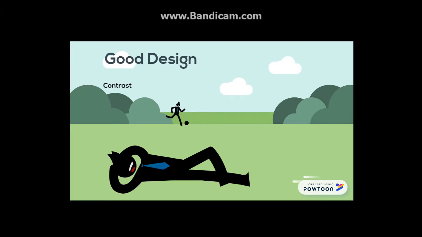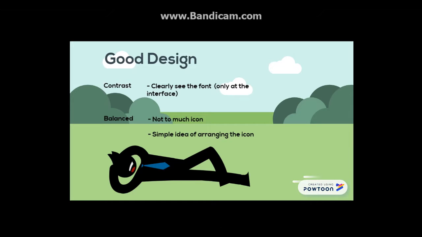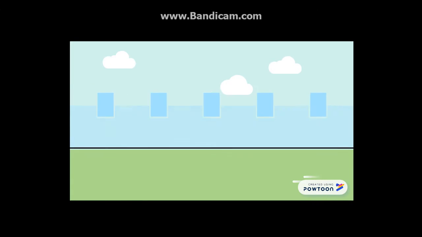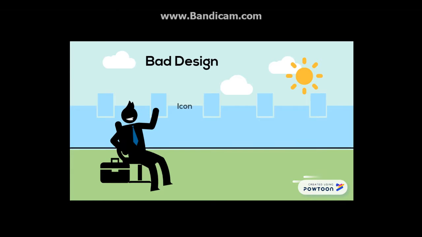A good design about this app is that we can clearly see the font at the interface. This app is also well balanced because there are not too many icons and the idea of arranging the icons is simple. While the bad design is that the icons are too big to fit in the column. Some icons did not relate to the description. The text in the game is too small and the font too simple. The position of the instruction is not suitable.